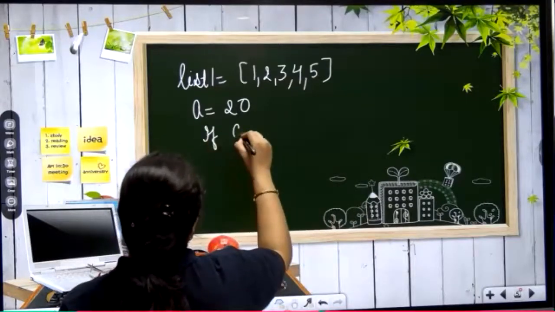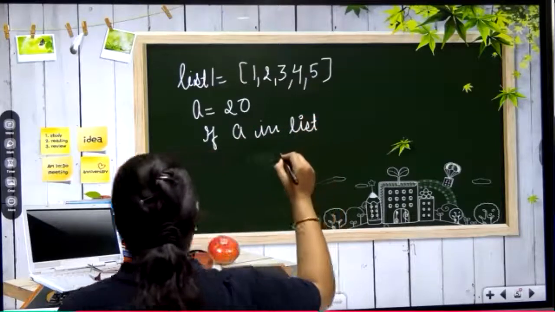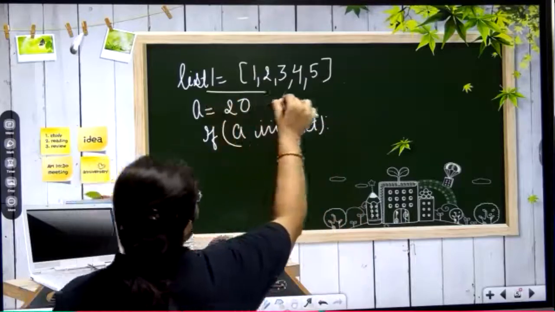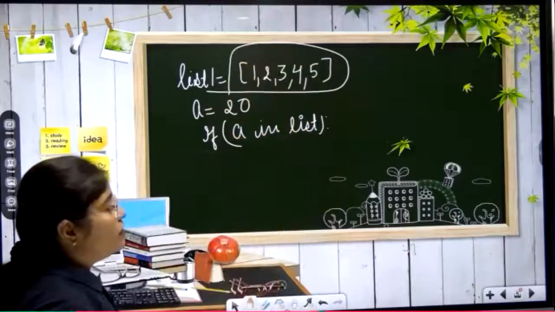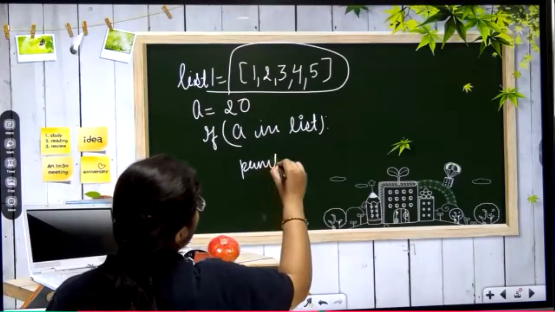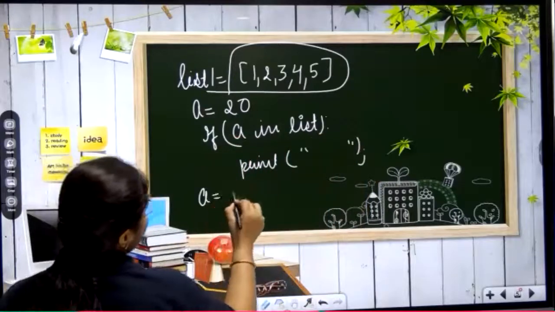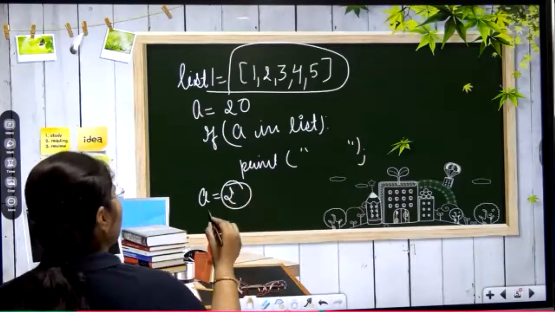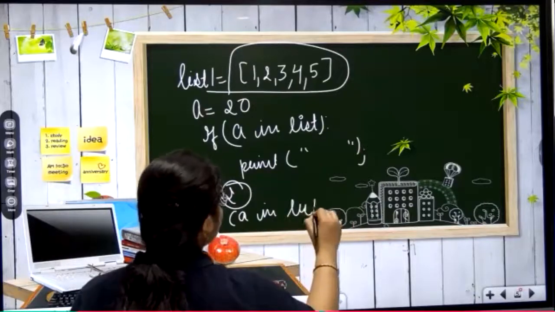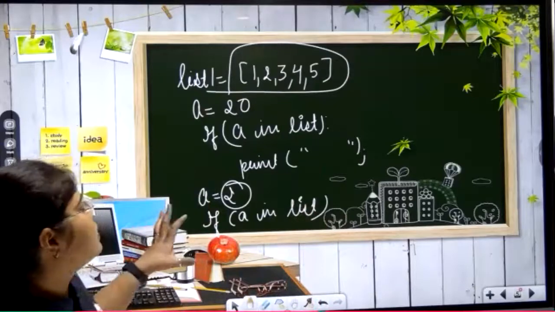So how can we write? If A in list. You can see this example in your book also. So if A in list, here you can see 20 is not there, so the result will be false. Means whatever you printed here, in the false case or the true case, that will be printed. Clear? And now if we change the value of A to 2 and then write if A in list, then it will execute the true condition only. So this is the logic behind the membership operator.